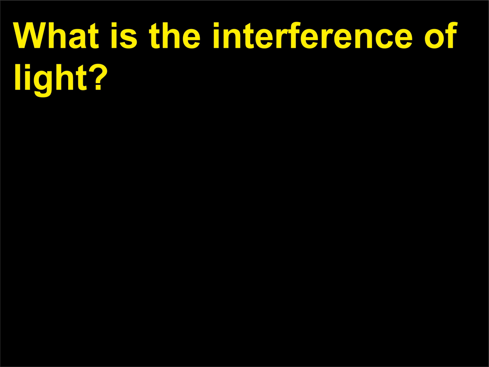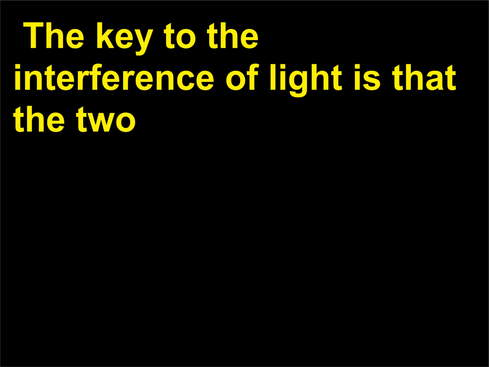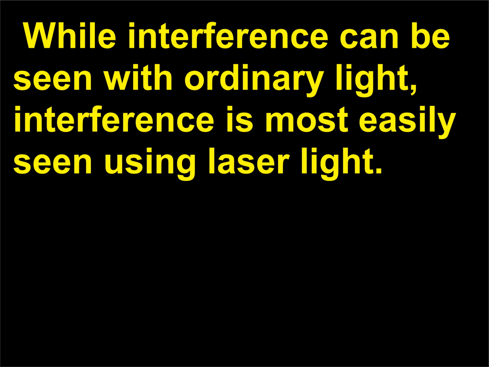What is the interference of light? We've explored wave interference before in the waves chapter. The key to the interference of light is that the two or more waves interfering must have the same wavelength and phase. While interference can be seen with ordinary light, interference is most easily seen using laser light.